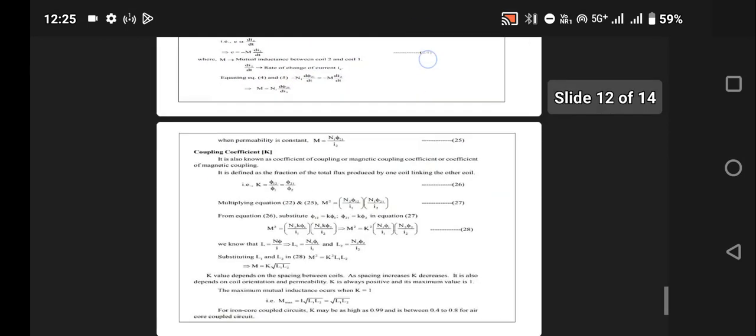What is meant by coupling coefficient? The coupling coefficient is also known as the magnetic coupling coefficient or coefficient of magnetic coupling. It is defined as the fraction of total flux produced by one coil linking the other coil. The maximum mutual inductance occurs when K is equal to 1. M max is equal to square root of L1 into L2.